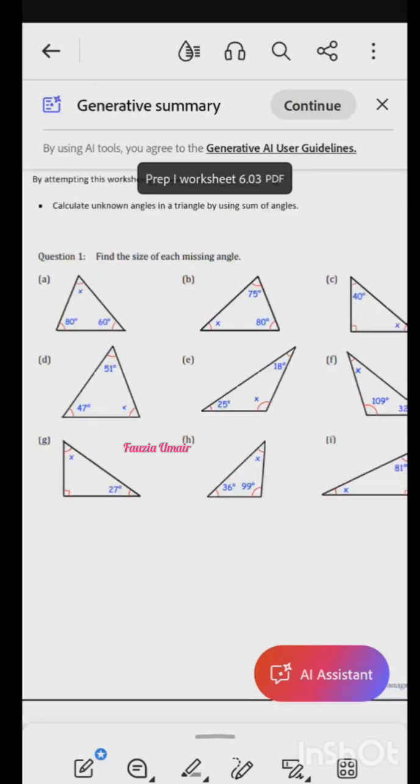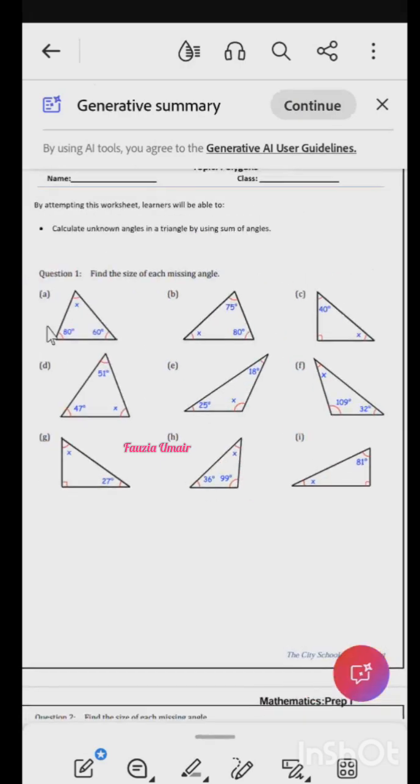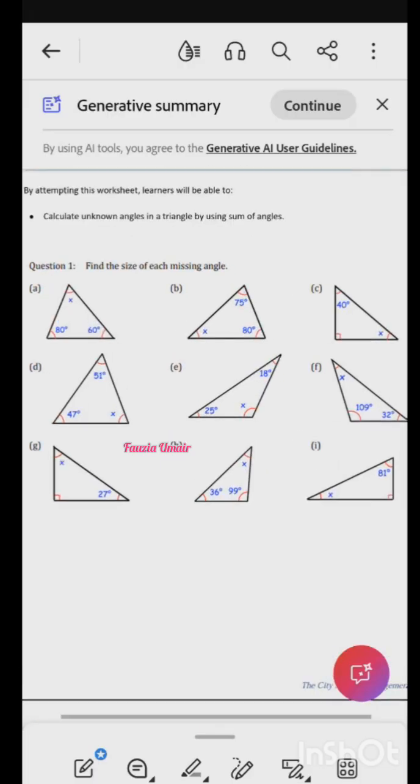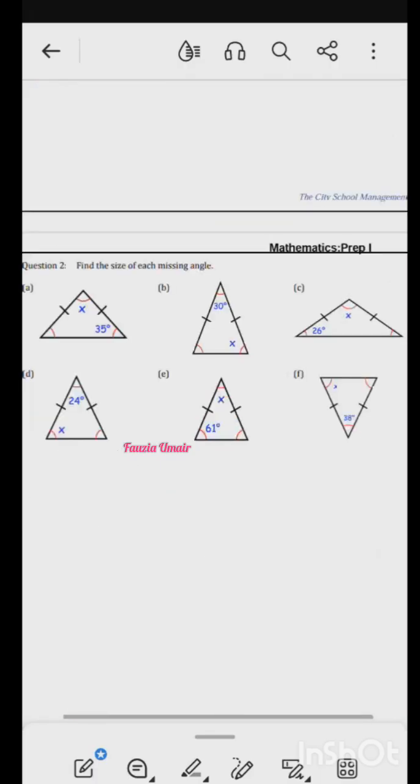So find the size of missing angles. Very easy. What is the sum of interior angles of a triangle? What is the sum of angles in a triangle? 180. So can you calculate these or do you have any difficulty in these? No ma'am, these are very easy. Very easy. So let's move on to this one.